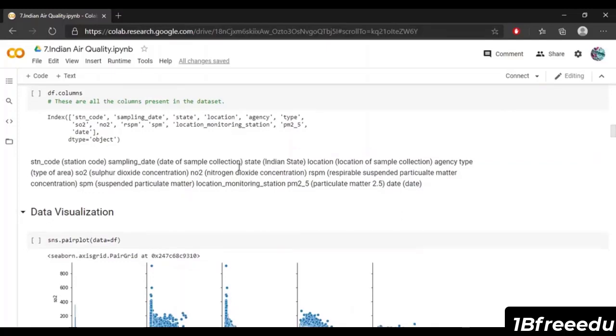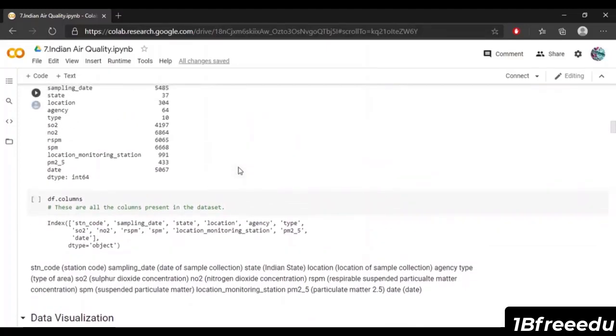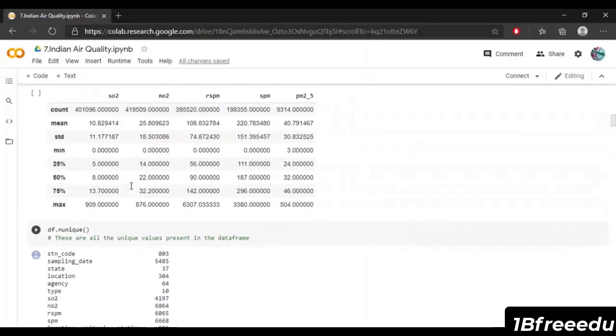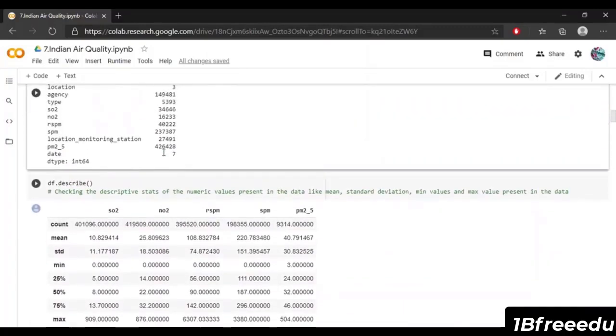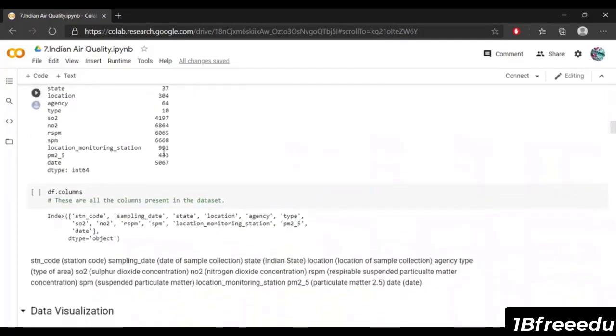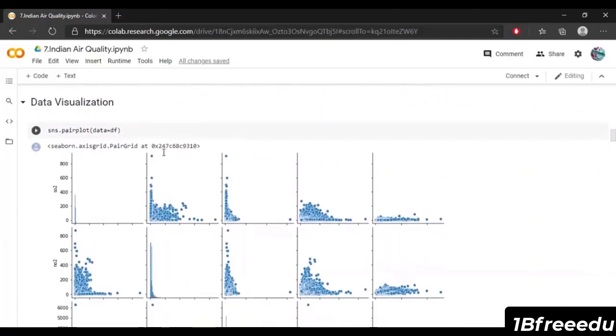So now we have understood the basic information on this data set. We saw the presence of null values, and we saw the minimum and maximum values. We saw the descriptive statistics and the types of data present in this particular data set. And now let us go ahead and visualize our data in order to get a clearer understanding.